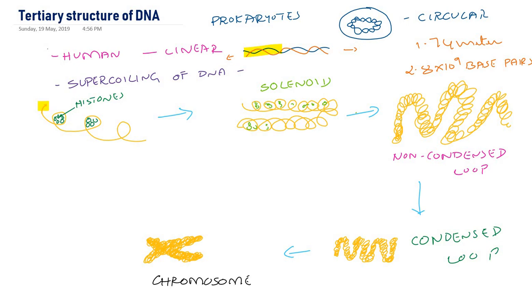So far we have learned the structure of DNA. DNA is double stranded and anti-parallel. Both strands run in opposite directions and the base pairs are complementary. The secondary structure of double stranded DNA was mainly proposed by Watson and Crick, so we call it the Watson and Crick model.